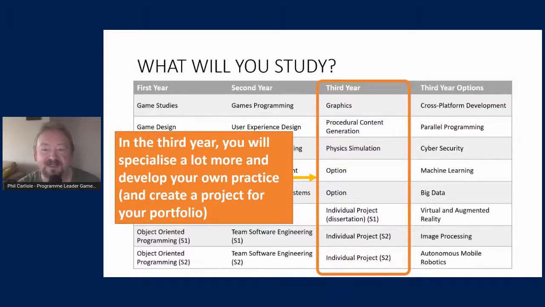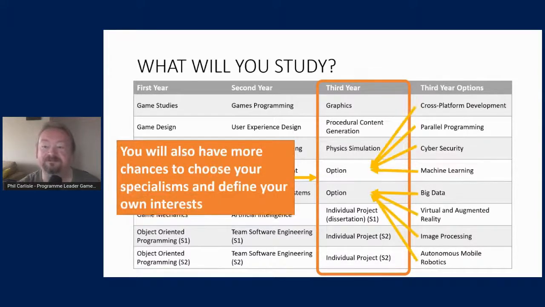So that's the general structure of how I like to think of the program. First year, learn to program. Second year, learn to program games. And third year, learn to specialize in the types of things you want to do in a career.